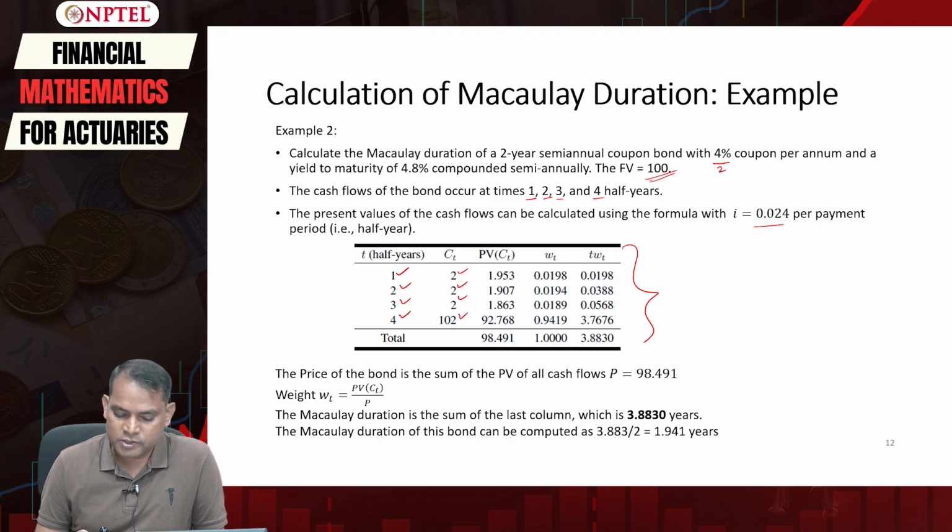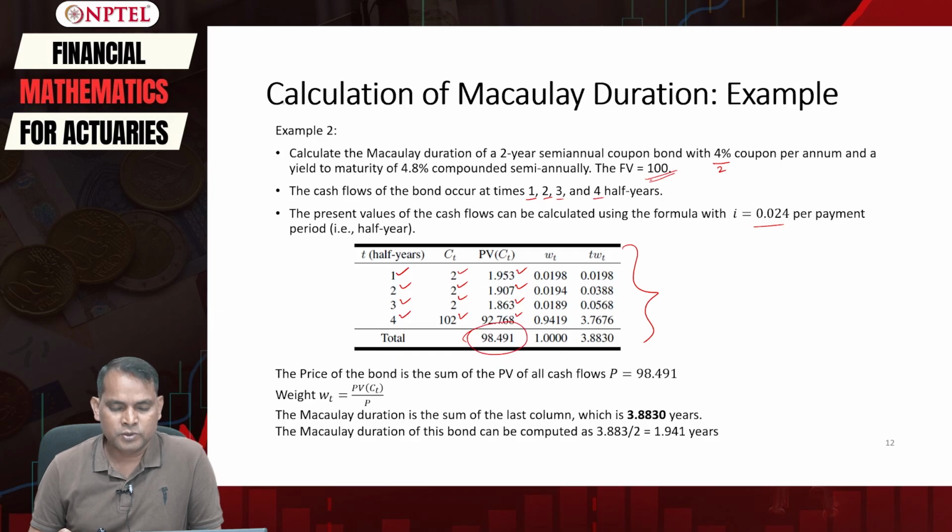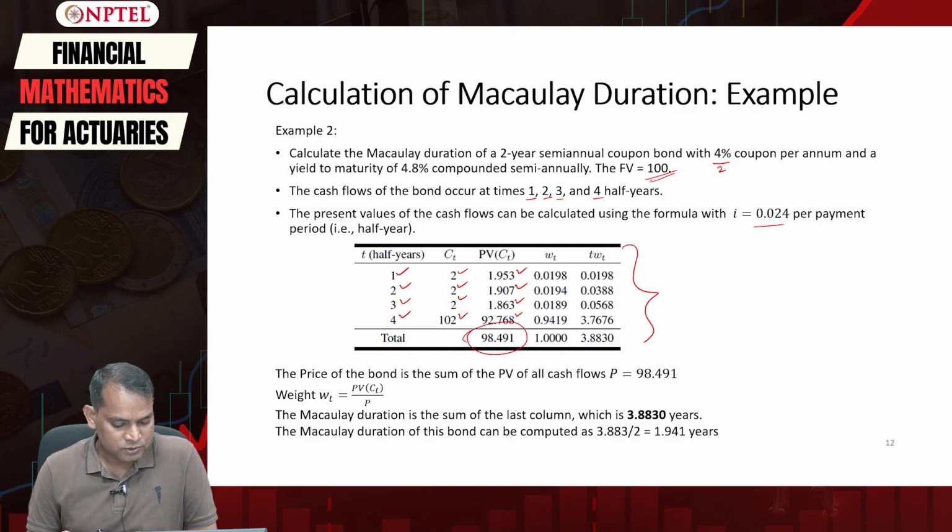And the present value of the cash flow, or the present value of the coupon payment, using i equal to 0.024, we will get the value. This is for the first half year, second half year, third half year, and fourth half year, and we add this to get the price of the bond. So the price of the bond is the sum of this third column, which will be 98.491. Remember that this price is less than the face value, so this must be a discount bond, right?